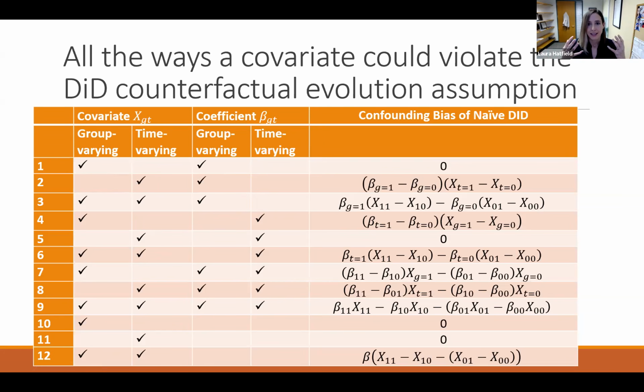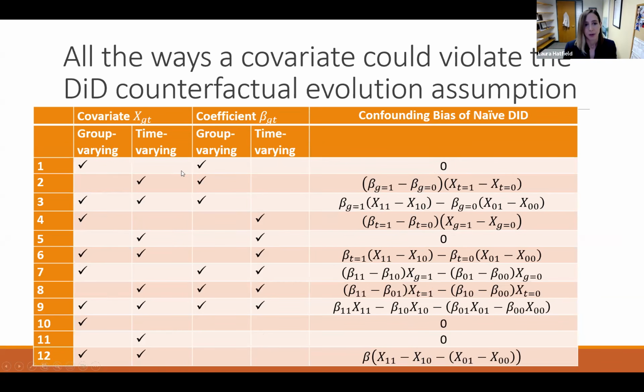And again, because the counterfactual assumption is entirely determined by that really simple model for untreated potential outcomes, we can write the naive Diff-in-Diff confounding bias from that model. So there's 4 cases here where the naive Diff-in-Diff would not be confounded at all. And what we'll notice in here is that it's any time that there isn't at least one group varying checked and one time varying checked.